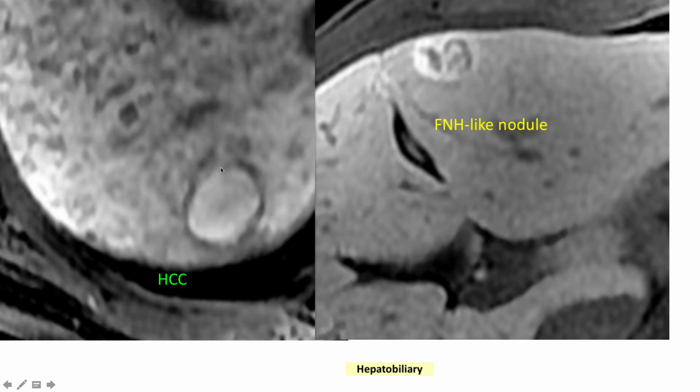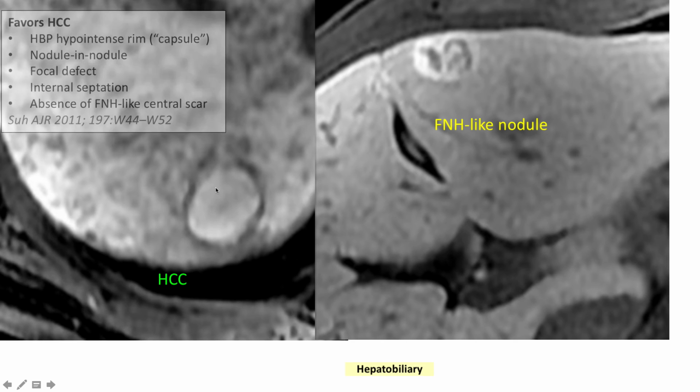Why is the capsule hypointense? Because the capsule is made of fibroblasts and collagen, not made of hepatocytes, so it doesn't have OATP, whereas the FNH will not have a capsule. Now sometimes you can't tell the difference, but if you see something with a central scar, FNH. If you see something with no central scar, and you do see a capsule-like appearance, that's an HCC.